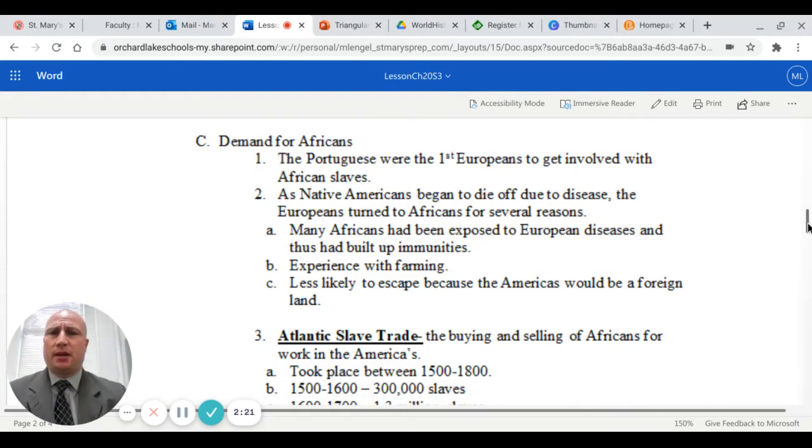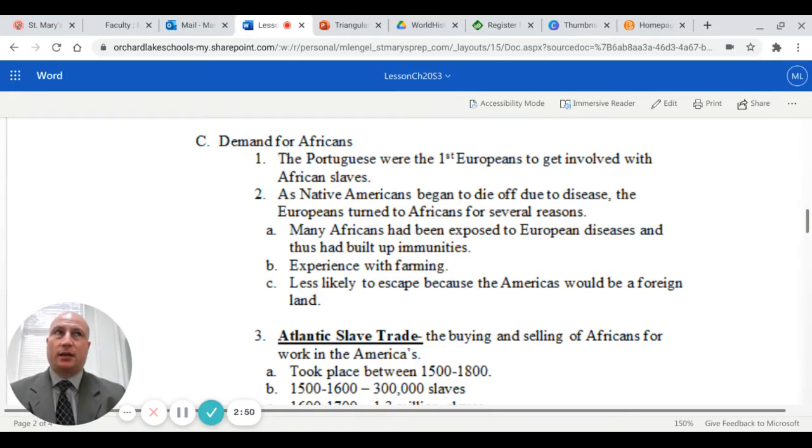Letter C talks about the demand for Africans. The Portuguese were really the first Europeans to get involved with African slaves. They really started the slave trade. As Native Americans began to die off due to disease, the Europeans would turn to the Africans for several reasons that they explained. These are not my personal viewpoints, but many Africans had already been exposed to European diseases, and so therefore they had built up the natural immunities like the Europeans had.